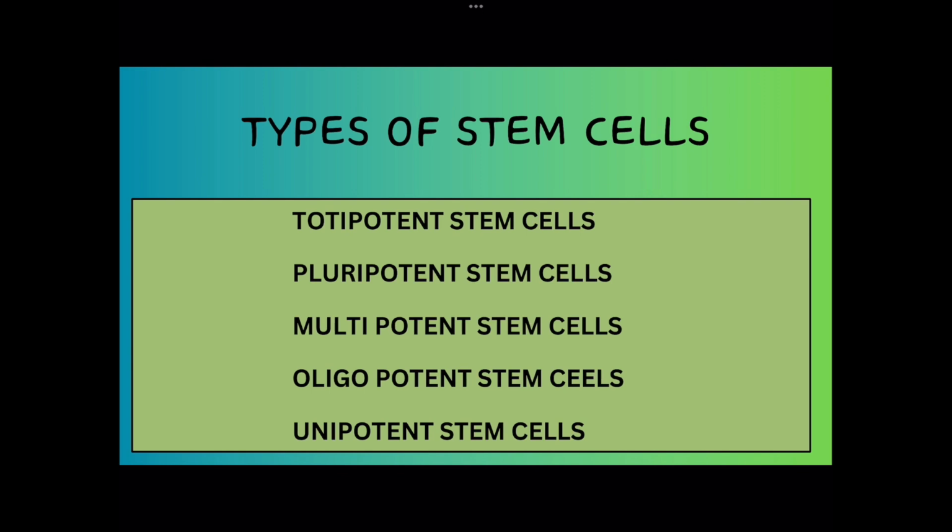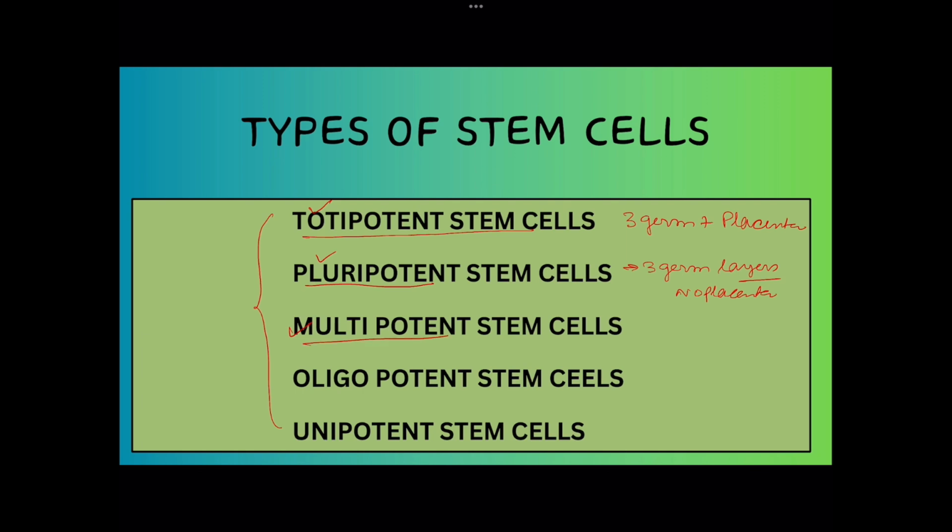So depending on their potency, stem cells can be divided into 5 types. These are the 5 types. Totipotent stem cell means total potency. They can differentiate into the 3 germ cell layers plus placenta. Pluripotent means plural, so only the 3 germ layers but no placenta.